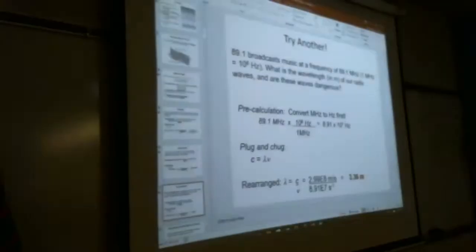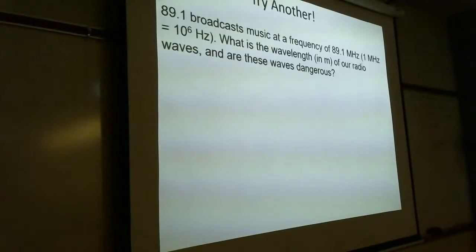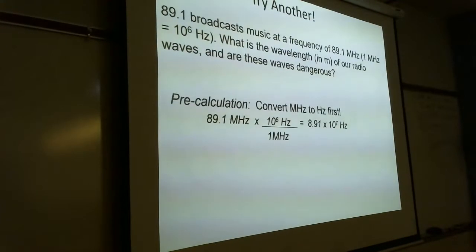All right, let's talk about this one. So megahertz, obviously, we need to convert to hertz, right? Because if we plug megahertz into our relationship, our units will be a mess. So we need to convert megahertz to hertz, and then we can solve for wavelength, which will come out in meters, right? We don't need to do anything to get our wavelength to be in meters. So you convert megahertz to hertz. So that would be 8.91 times 10 to the 7th hertz.